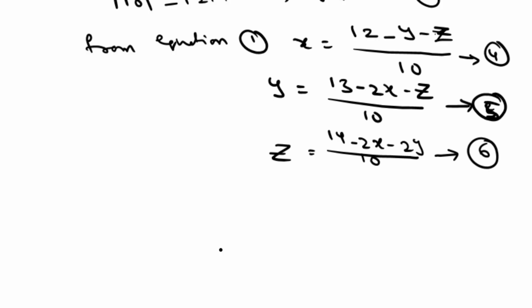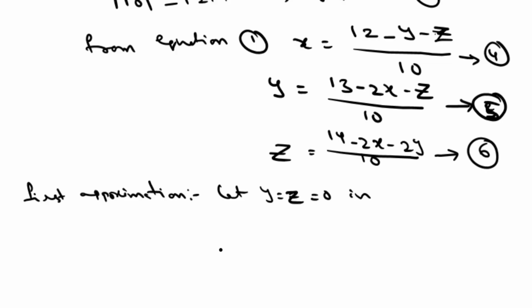In the first approximation, let y is equal to 0 and z is also equal to 0 in equation 4. Now we can find the value of x in the first iteration, which is equal to (12 - 0 - 0)/10, which is equal to 1.2.